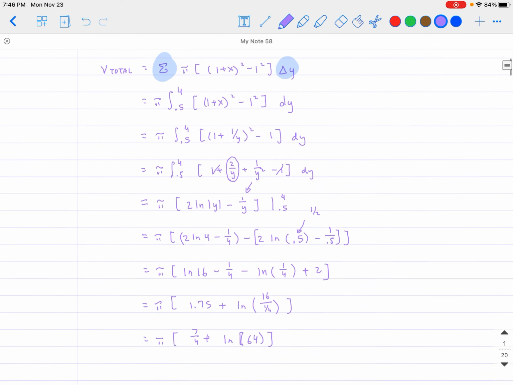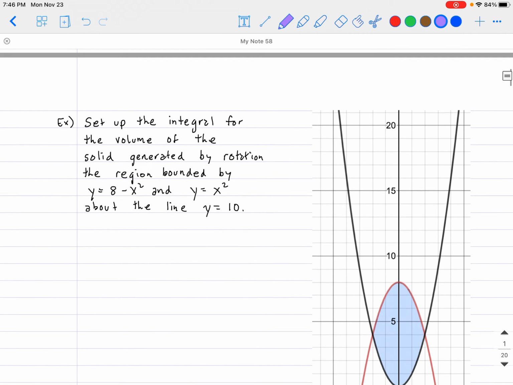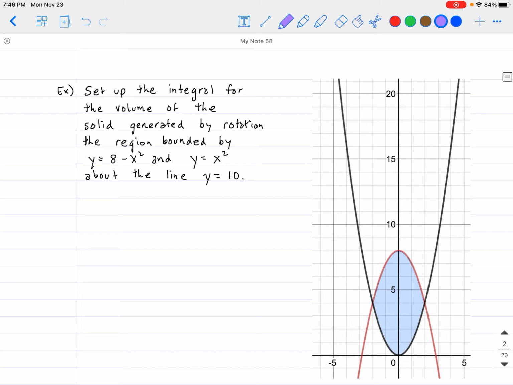Okay. All right, so now let's move on, and we'll do another problem similar to it. But this time we're going to look at a rotation about a horizontal line instead of a vertical line, just to see how that changes things. So in this problem, this time we're going to set up the integral for the volume of the solid generated by rotation of the region bounded by y is equal to 8 minus x squared, and y is equal to x squared, about the line y is equal to 10.